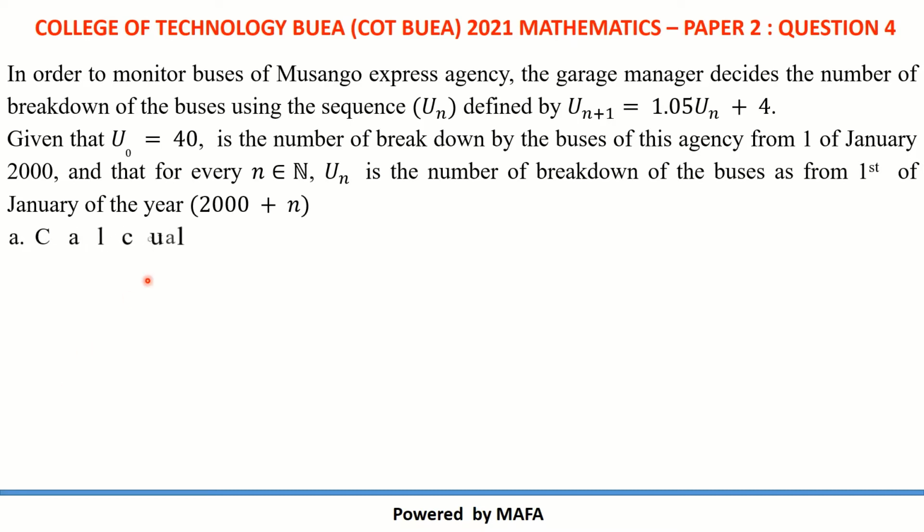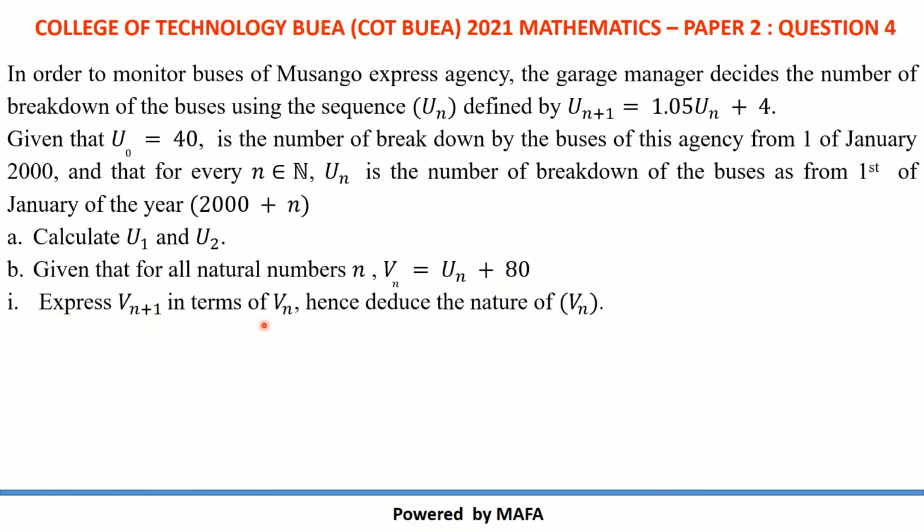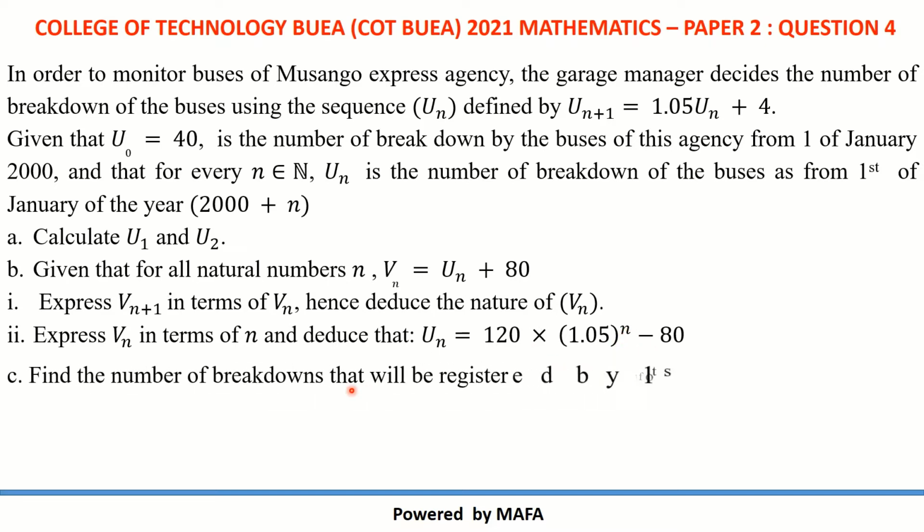Alright, now Roman 1, calculate U1 and U2. B, given that for all natural numbers n, V of n is equal to U of n plus 80, Roman 1 of question B, express V of n plus 1 in terms of V of n, hence deduce the nature of V of n. Roman 2, express V of n in terms of n and deduce that U of n is equal to 120 times 1.05 to the power n minus 80. And finally, question C, find the number of breakdowns that will be registered by the 1st of January 2020.